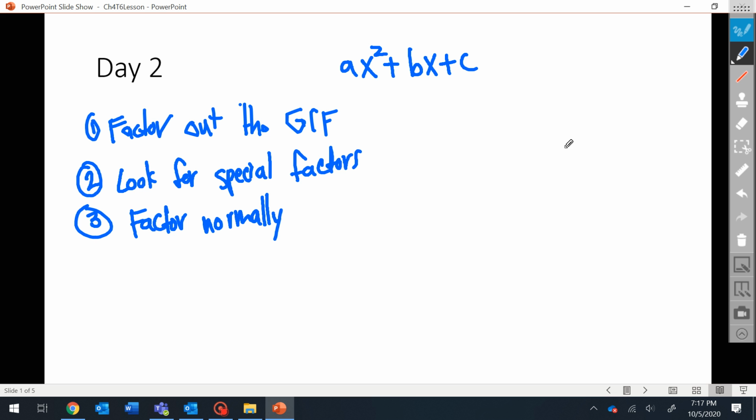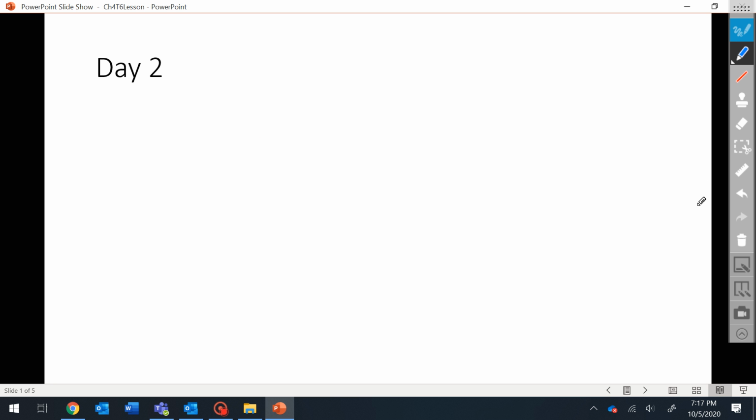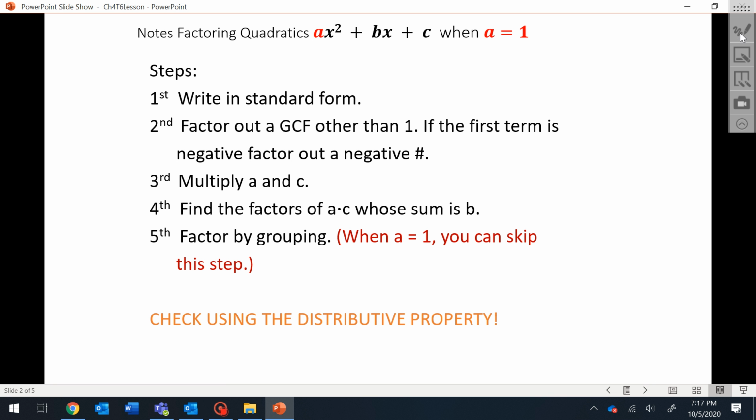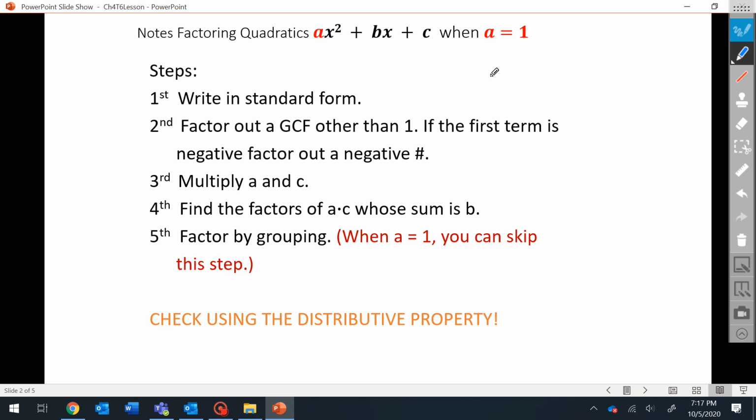There are two cases for this. There's the case where a is equal to 1, so the coefficient of the x squared is 1, and then there's everything else, when a is not equal to 1. We're going to look at a equal to 1 first, so when it's basically just x squared plus bx plus c.